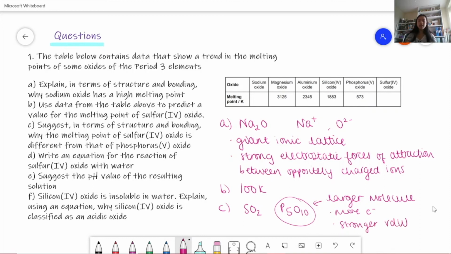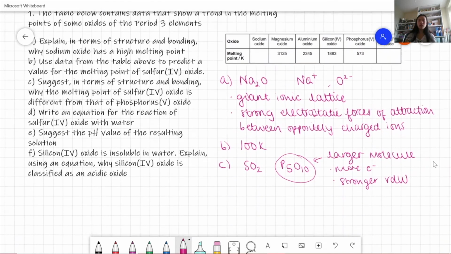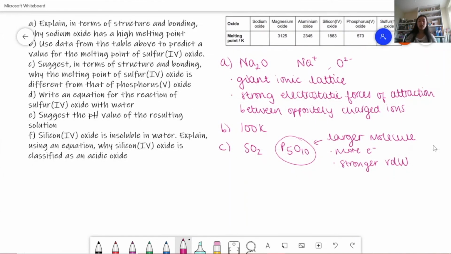And then for D, write an equation for the reaction of sulfur oxide with water. And now we have to think about what happens when we react period 3 oxides with water. And so what we need to first remember is that non-metal oxides will produce an acidic solution. And so this sulfur oxide or sulfur dioxide will produce an acid.